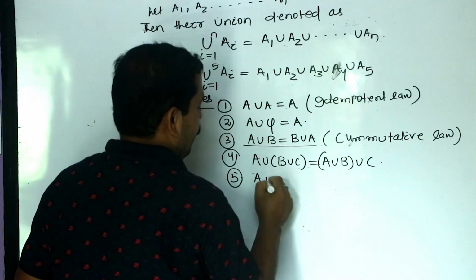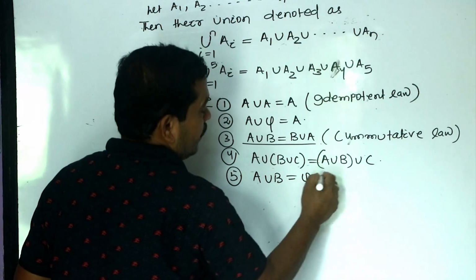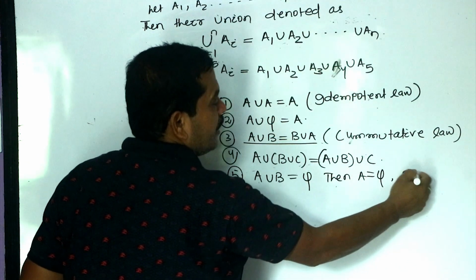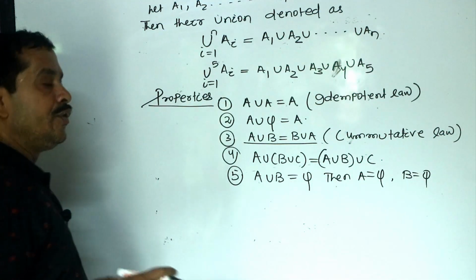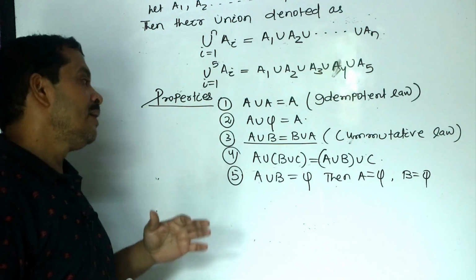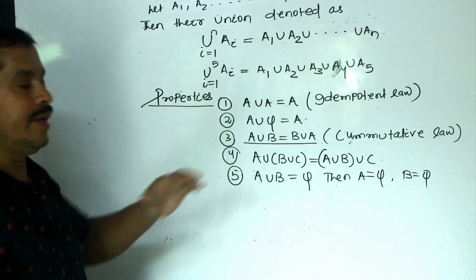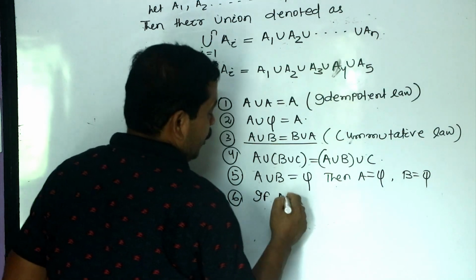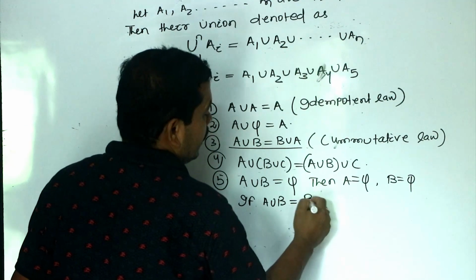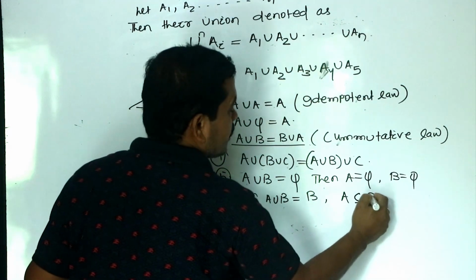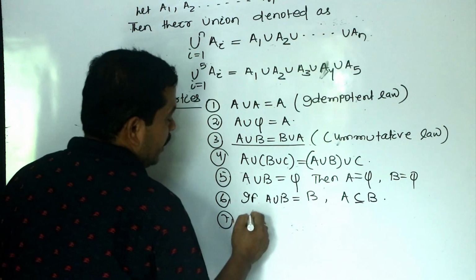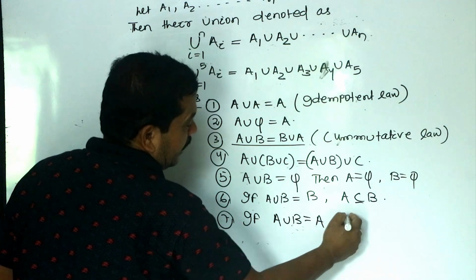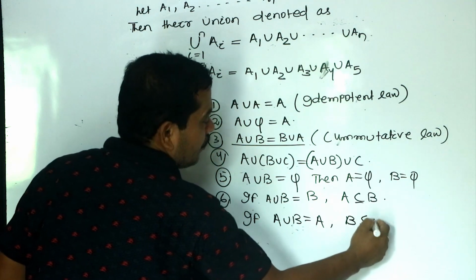Number 5, if A union B equals phi, then A equals phi, and also B equals phi. If the union of two sets is phi, then both sets are phi. Number 6, if A union B equals B, then obviously A is a subset of B. Number 7, if A union B equals A, then B is a subset of A.